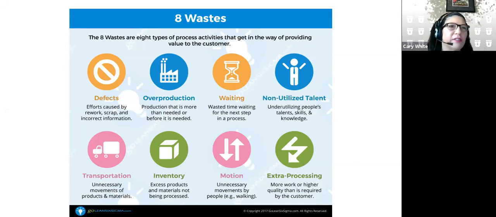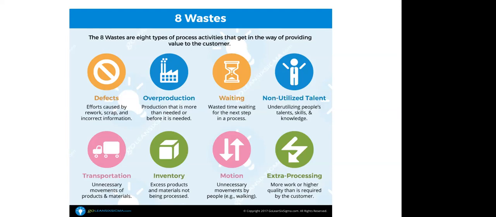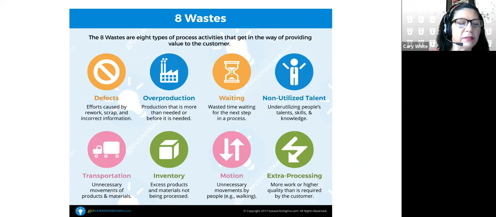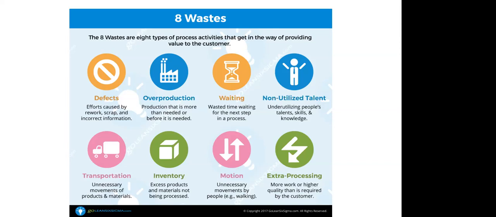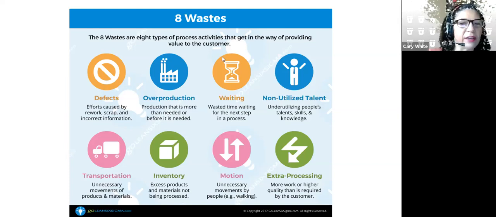If you want to identify something differently, that's fine. But generally, what they are: defects. Again, we all remember what a defect is, right? Yes. All right. So we've got defects. Then, of course, overproduction. And overproduction is just like what it says there. It's making more than what's needed.